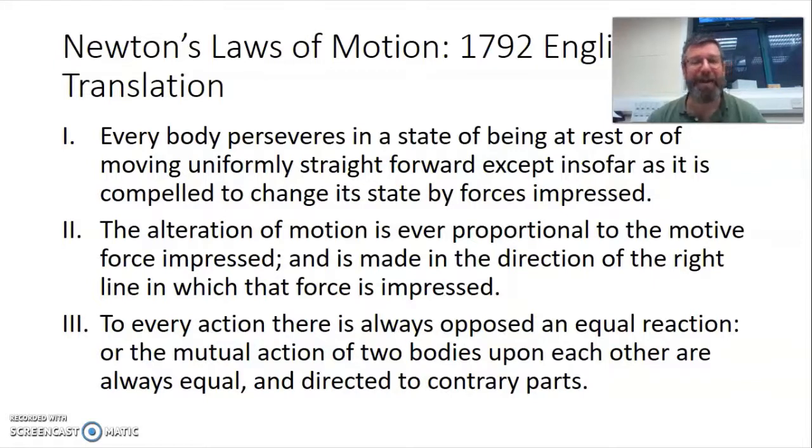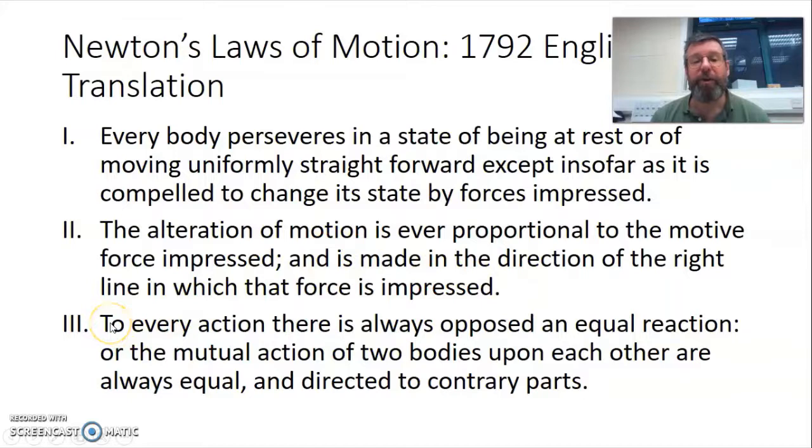late 18th century language. So the first one is: every body perseveres in a state of being at rest or of moving uniformly straight forward, except insofar as it is compelled to change its state by forces impressed. That's very similar to the modern statement. Newton's second law here, now this is an edited version, I'll go to the long version later: the alteration of motion is ever proportional to the motive force impressed and is made in the direction of the right line in which that force is impressed. So that's pretty familiar as well.